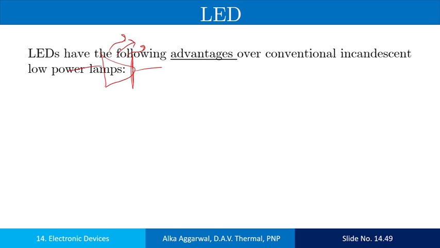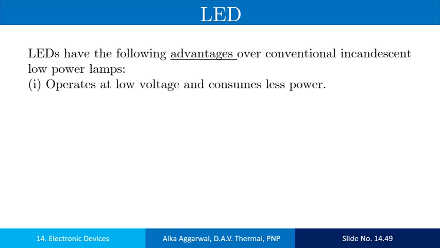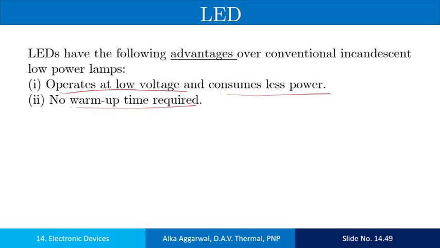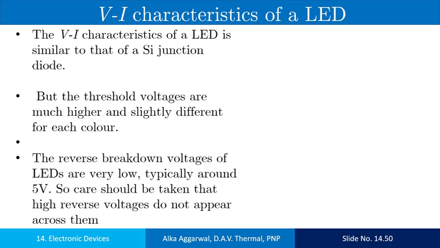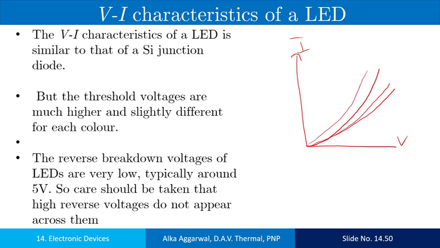The LEDs have the following advantages over the ordinary lamps or bulbs. Number one, it operates at low voltage, consumes less power, no warm-up time is required, life is long, fast on-off switching capability. The IV characteristics of the LED is similar to the silicon junction diode, means the graph is the same, but it is different for different colors.